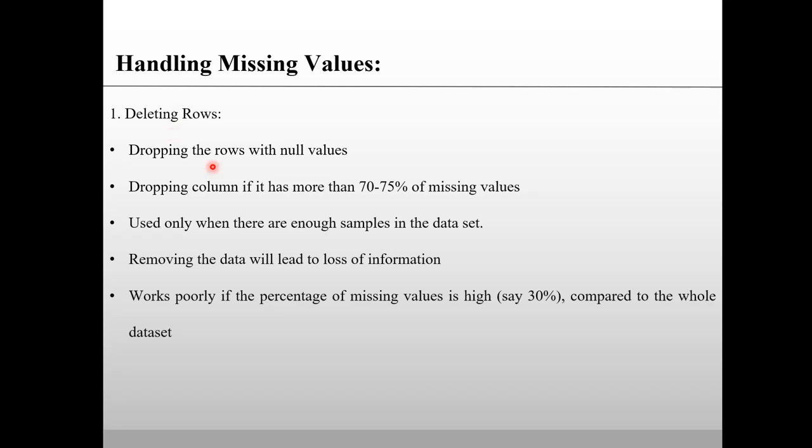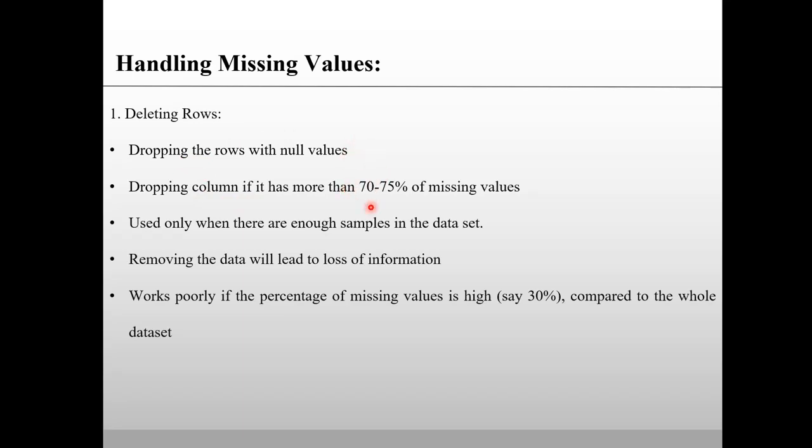When you come across a missing value, you can delete the entire row. You can even delete a particular column. If a column has 70 percent or more than 70 percent missing values, you can even drop that column. These two methods can be done only when you have a large amount of data.